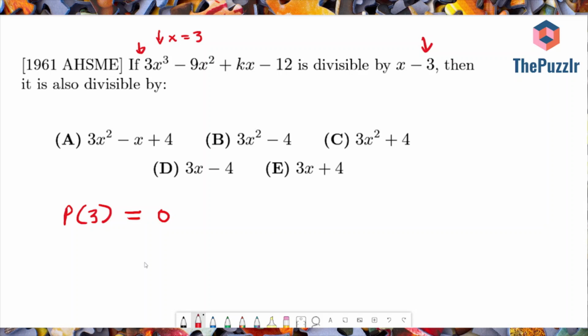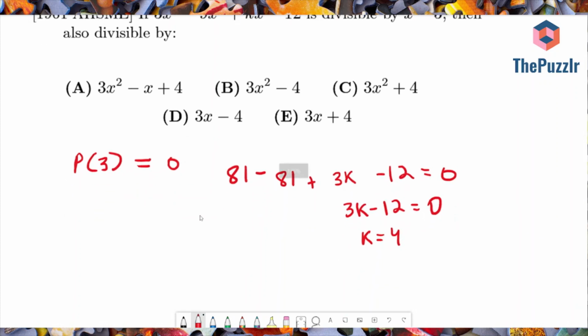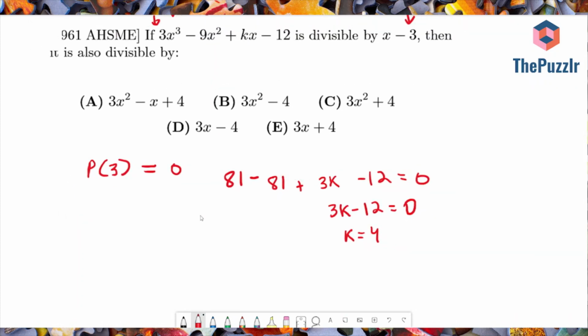Let's try that. 3 times 3 cubed, that's 81, minus 9 times 3 squared, which is 9 times 9, is 81, plus k times 3, which is 3k, minus 12 is equal to 0. So 3k minus 12 is equal to 0, since 81 minus 81 cancels out, and k is thus equal to 4. Okay, so if k is equal to 4, what is our original cubic equal to?